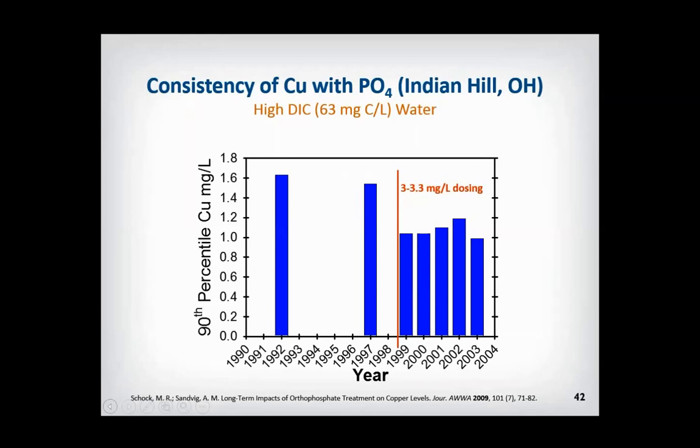From the time we put in between 3 and 3.3 milligrams per liter orthophosphate, the copper levels dropped. And these were in relatively new plumbing because they didn't have many older Tier 1 sites. It dropped to below 1.3. It dropped to just a little bit over 1 milligram per liter and stayed there, remarkably consistently. So this is a successful treatment.